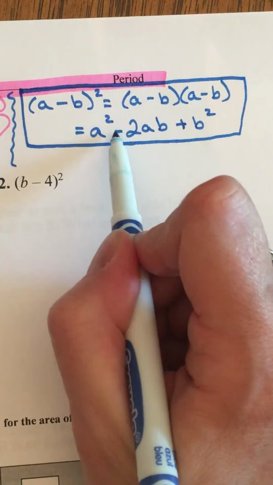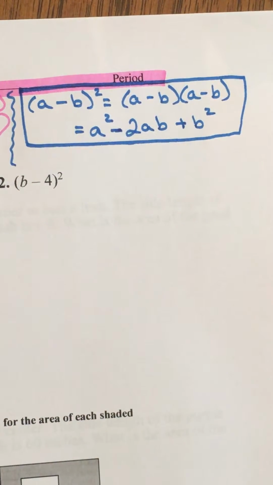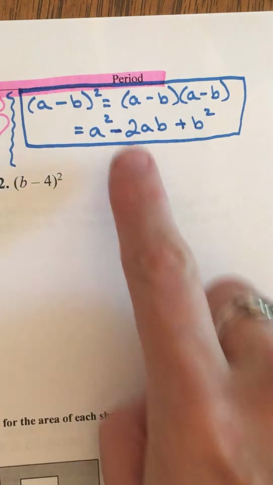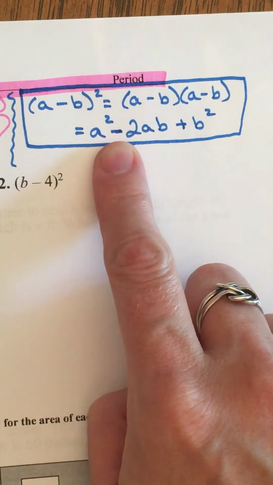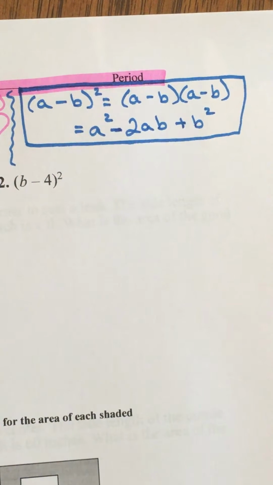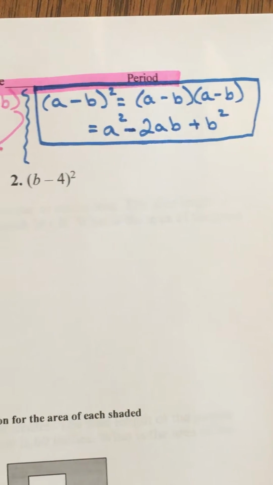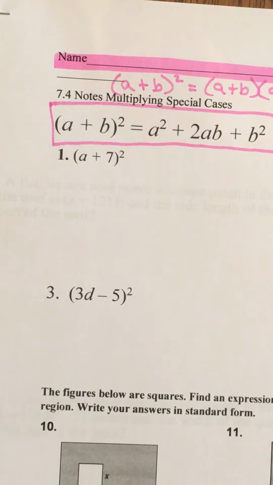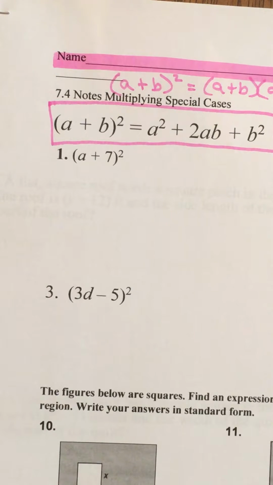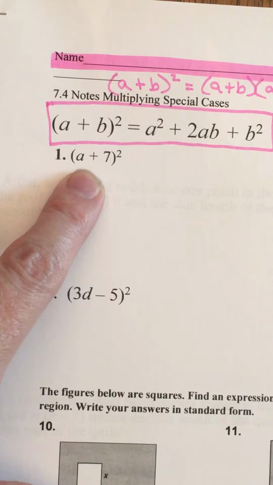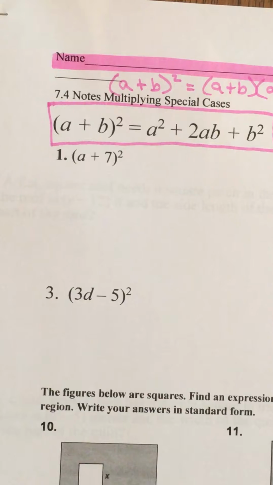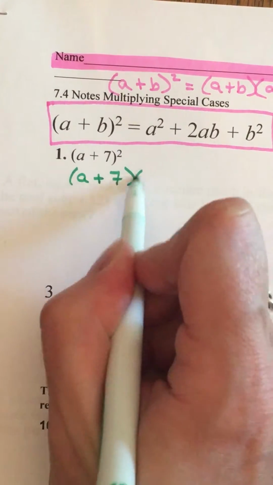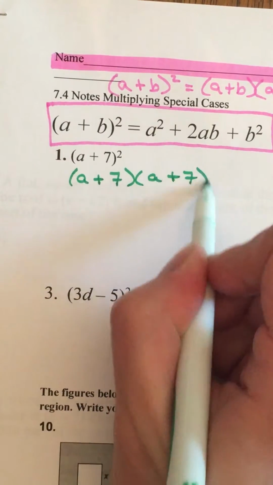So the only thing that is different from the one that was typed originally on the page is that this second term is a minus instead of a plus. All right, so let's begin with an example together. Problem number 1 reads the quantity of a plus 7 squared. And yes, this really is a plus 7 times a plus 7.